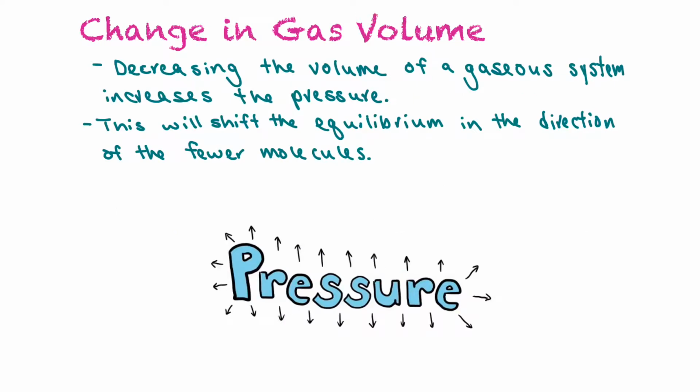If we're taking a look at gas volume, that means that we're changing the pressure in the system. So if we decrease the volume of a gaseous system, the pressure is going to increase, and that will shift the equilibrium in the direction of the fewer molecules.